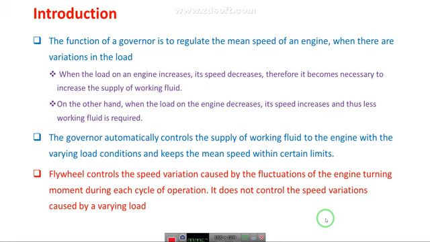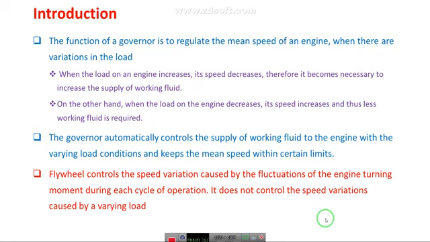So the purpose is this: when the load increases, the speed automatically decreases, and when the load decreases, the speed automatically increases. So the working fluid should be regulated, and for that purpose we are using a governor. The governor automatically controls the supply of the working fluid to the engine under varying load conditions and keeps the mean speed within certain limits.